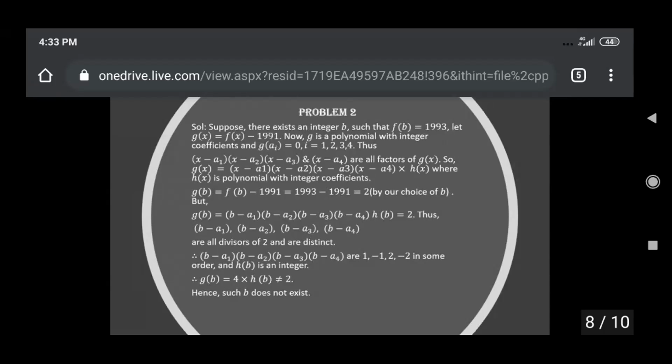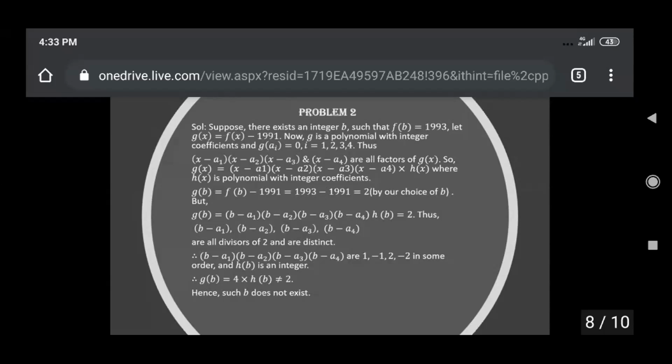And we can see, since the solution of g of b will be equal to 2, hence b minus a1, b minus a2, b minus a3, b minus a4 will be all divisors of 4 and will all be distinct, meaning b, a1, a2, a3 and a4. So we can tell that all the 4 factors of g of b will be distinct ones, and they will be divisors of 2, and we can write b minus a1 into b minus a2 into b minus a3 into b minus a4 as 1 into minus 1 into 2 into minus 2 in some order.